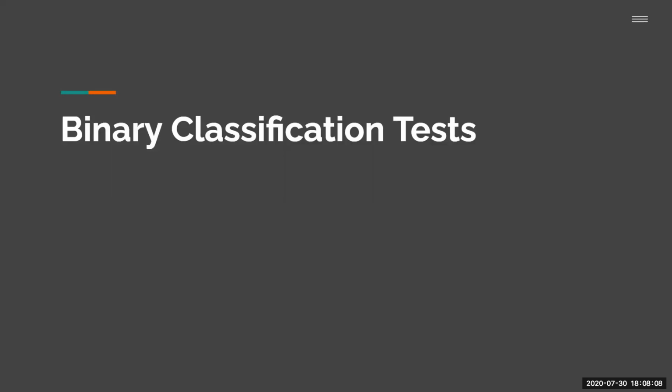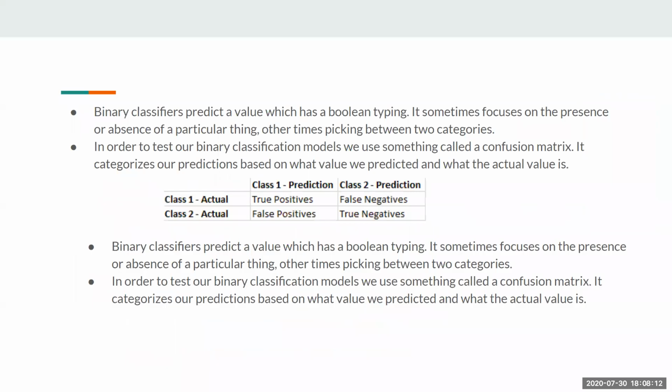So we're heading into our first set of tests for binary classification. Binary classifiers predict a value which has a Boolean typing. It's either 0 or 1, true or false. It is sometimes framed as a focus on the presence or absence of a particular thing, and other times framed as choosing between two types or sorting things into two categories.